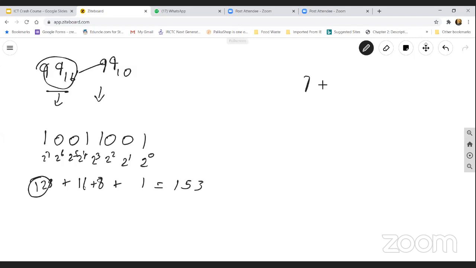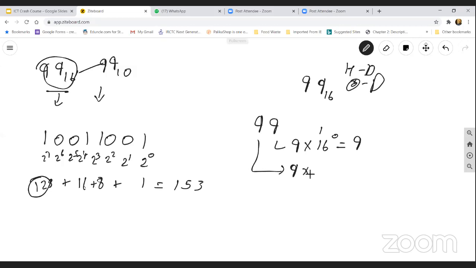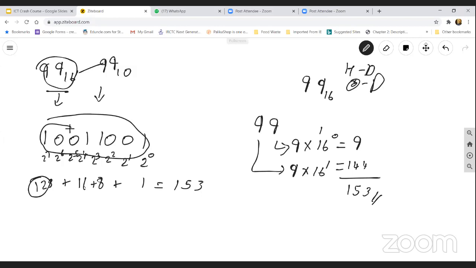So we have another option to convert hexadecimal to decimal. For 99: 9 into 16 power 0. Anything power 0 is 1. So 1 into 9 is 9. Then 9 into 16 power 1. 9 sixteens are 144. So if you add, 153 is the decimal number. You can go by this way also. But why I'm suggesting this way is, you are well versed in these things. Either you can go by this way or that way.